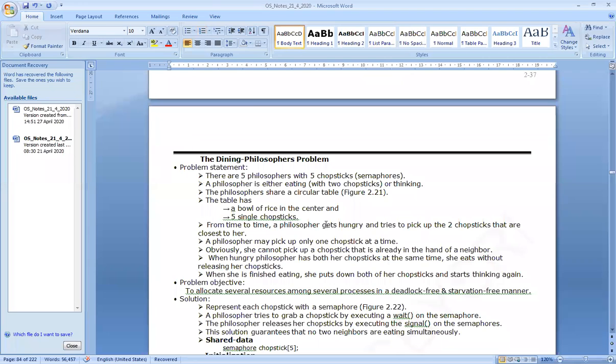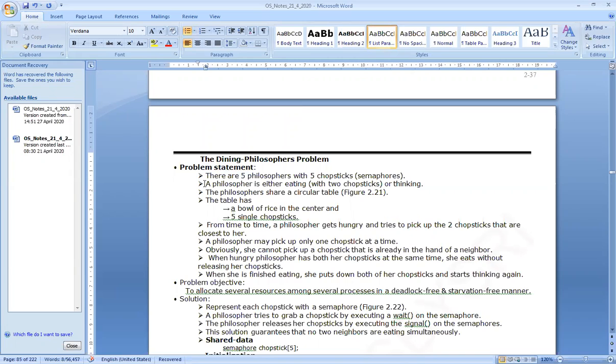This is the next classic problem of synchronization, called the dining philosopher problem. What does the dining philosopher problem mean? What is the problem statement? There are five philosophers and five chopsticks, sitting around the dining table. Chopsticks are the sticks which Chinese people use for eating food. So that is a chopstick.